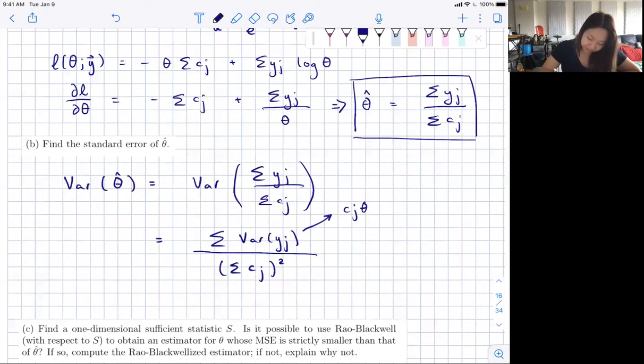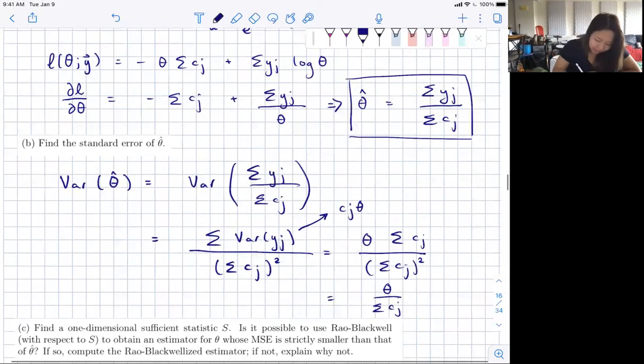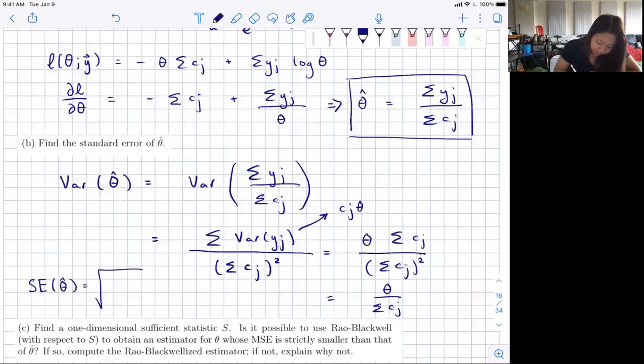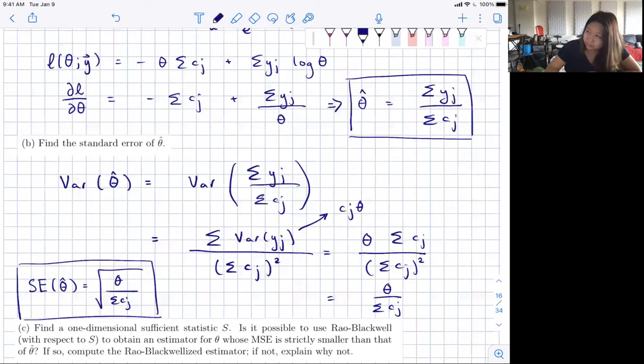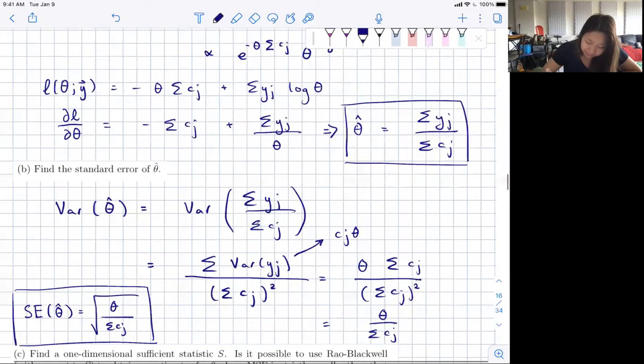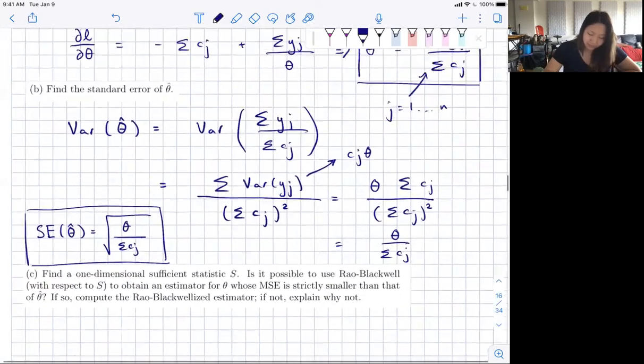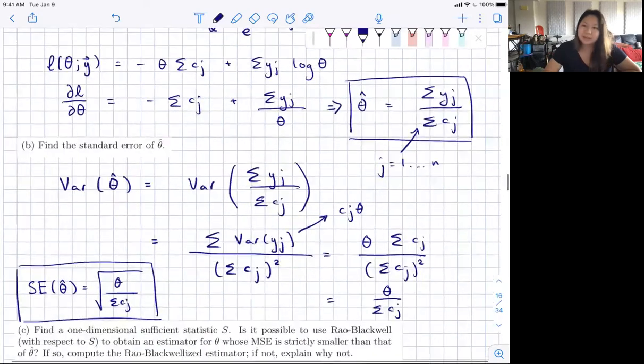So this is going to turn into θ times the sum of c_j over the sum of c_j squared. And this will in total become θ over the sum of c_j. So that's going to be the variance. Our standard error is the square root of that, so it's the square root of θ over the sum of c_j. And if you want to be precise, all of these sums are from j equals 1 all the way to n. You should be precise; I just wrote that out of laziness.